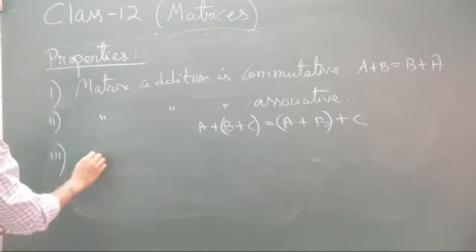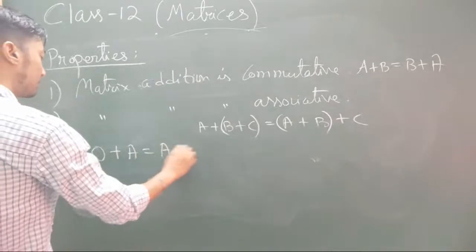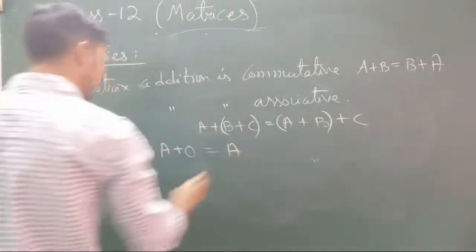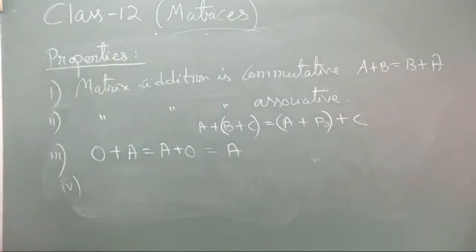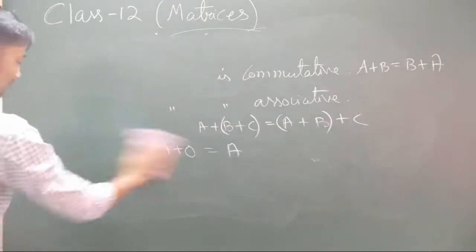Third property, I'll just give you. Zero means, if you remember, zero matrix. A plus 0 is equal to A. These are just some formal, normal properties. So these are some basic properties only.